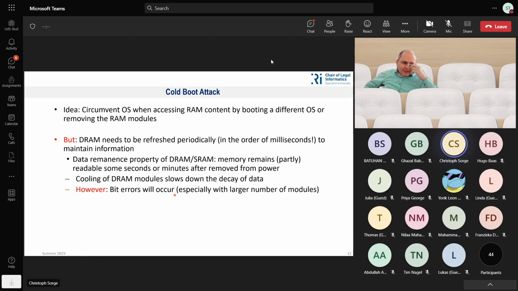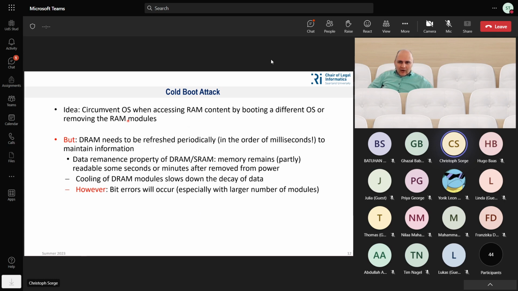Now, the next attack I want to mention is cold boot. And once again, the idea is to circumvent the operating system when accessing RAM content. And this time, there are basically two versions. One is you do a reset of the system and boot a different operating system. So you try to read data from the main memory that is preserved while you reboot, or you remove the entire RAM modules and read the content from the RAM modules.